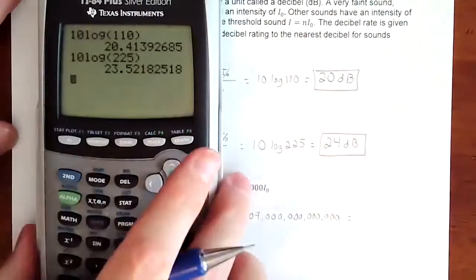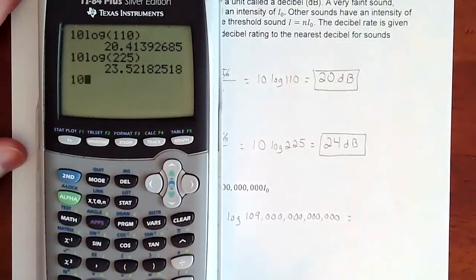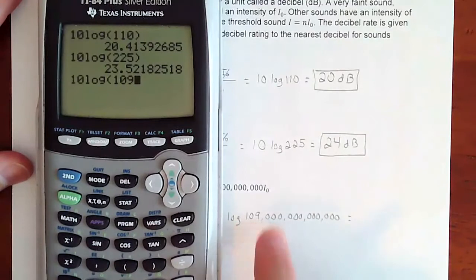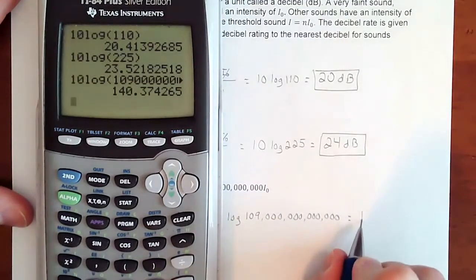So 10 log of 109, then 1, 2, 3, 1, 2, 3, 1, 2, 3, 1, 2, 3. Close my parenthesis. We get about 140 decibels.